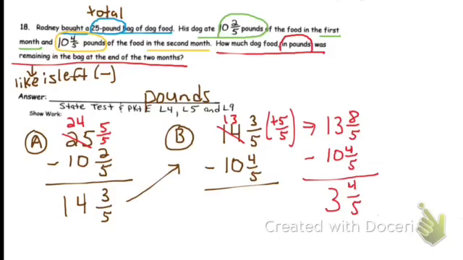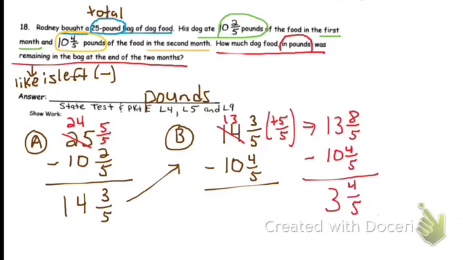So I know that after the first month there was 14 3/5 pounds of food, and then after the second month there were 3 4/5 pounds of food. That's my final answer. Now, my final answer has a fraction. When my final answer has a fraction, I have to ask myself 2 questions. Question number 1, is it a proper fraction? Will it work in a chicken fight? 4/5, yep, that will work in a chicken fight, so that's a proper fraction.